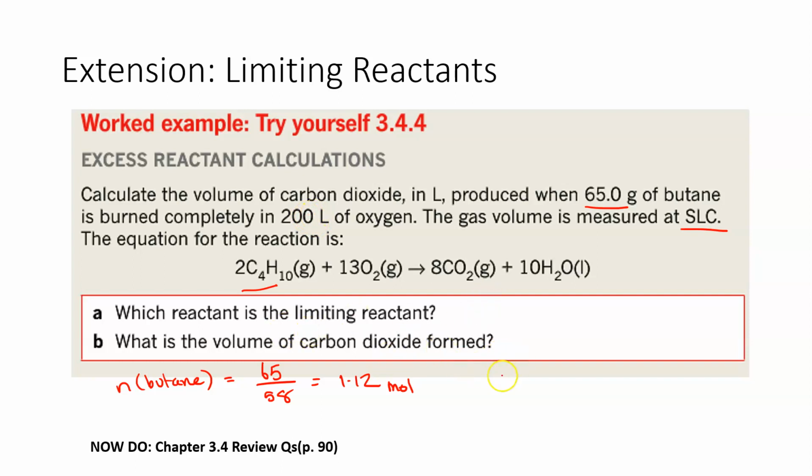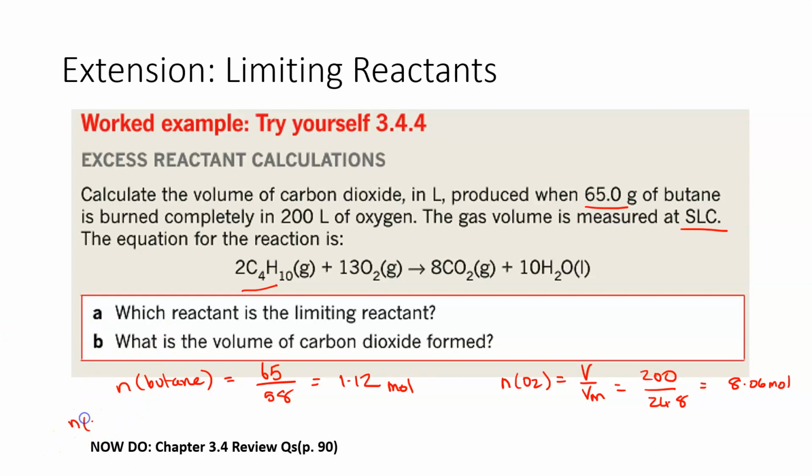So n of oxygen is going to be V on Vm, because we're told we're at SLC. Okay, now we have both numbers of moles. We need to work out our limiting and excess.